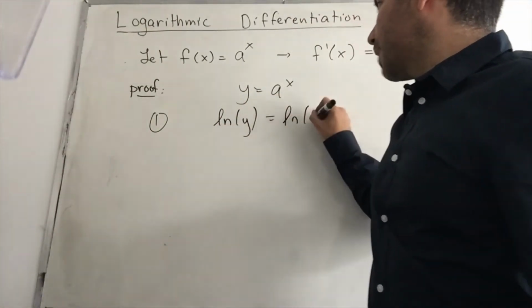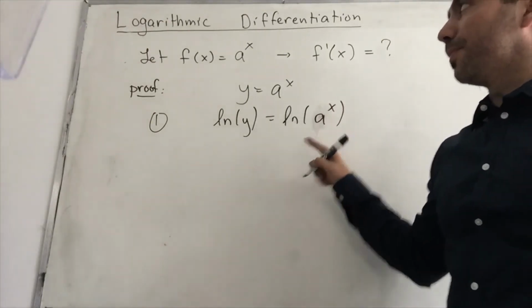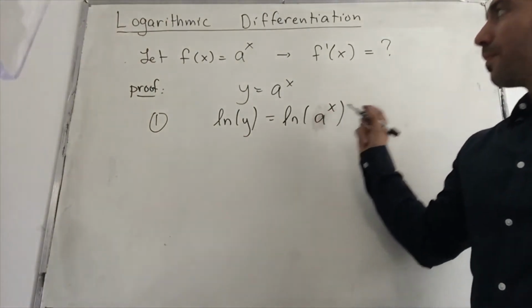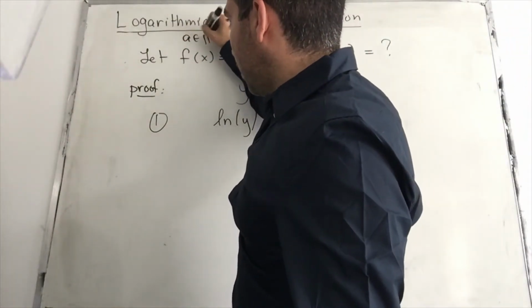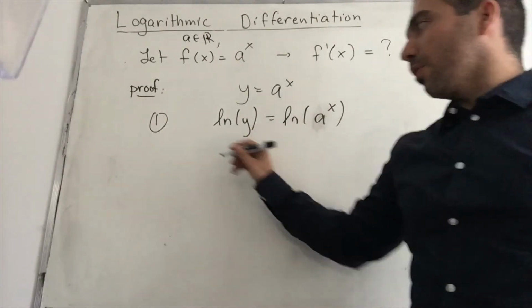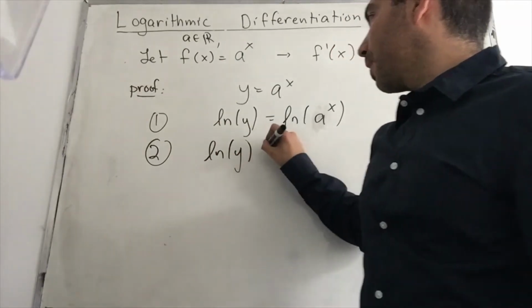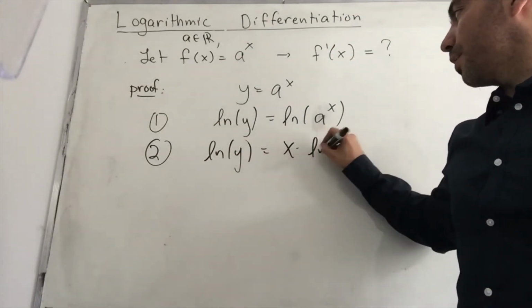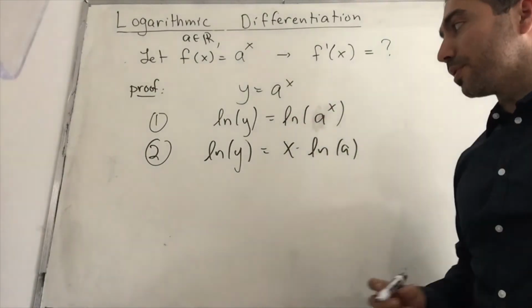So it's essentially the exact same thing that we saw with e to the x, but now it's just a to the x, where a is any number. Let me state that a is a constant. a belongs to the reals. Now we use our log properties and we get ln of y equals x times ln of a. So same idea, we drop the x in front, that's our property, that's what it tells us to do.